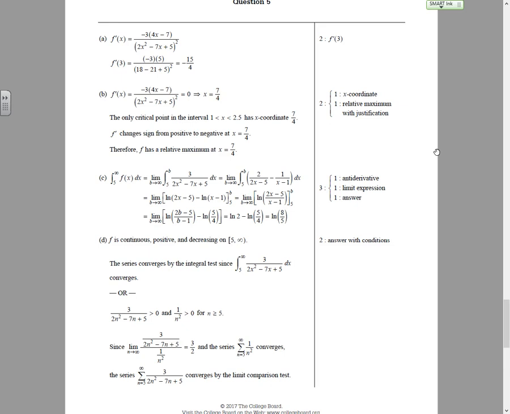So if you made a mistake in part A, with your derivative, do you still count everything wrong for part B? If you did it correctly for part B, no, you could still get those points.